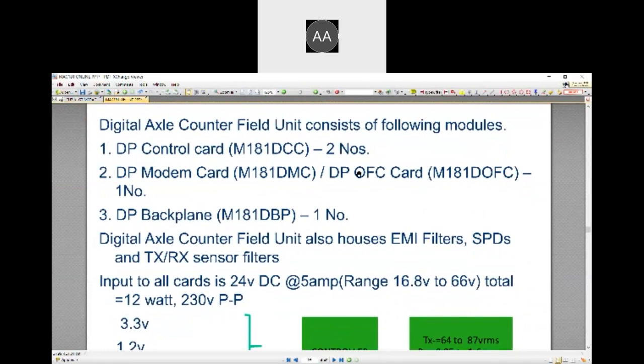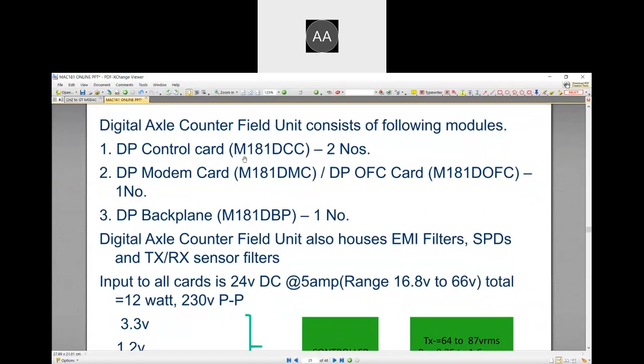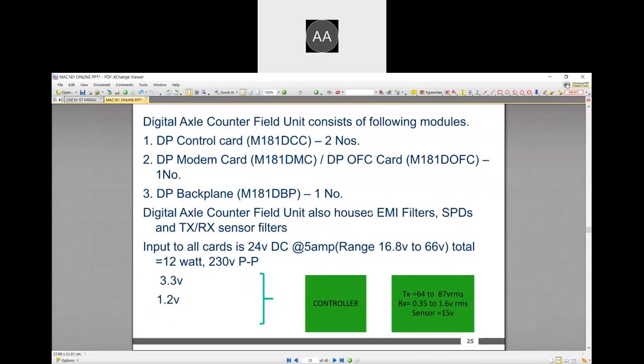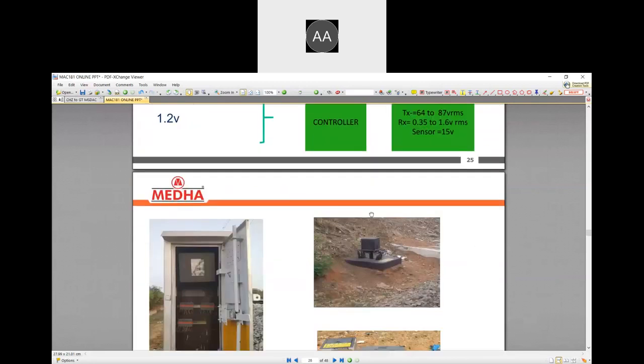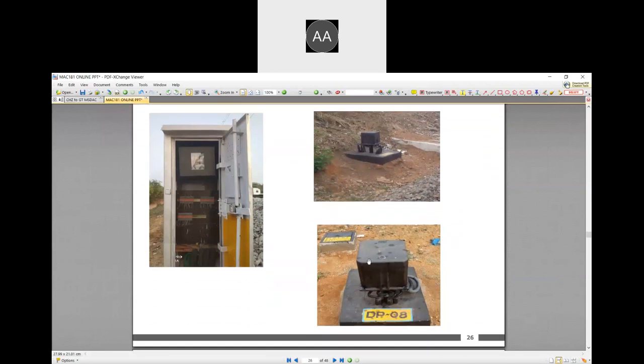Two control cards, that is DCC 31 and DCC 36. One modem card will be there, again depending on the type of communication. If the mode of communication is quad, the modem card will be DMC. If the mode of communication is OFC, the same card will be replaced by DOFC. So this is the only change that will happen if in case the mode of communication is changed from quad to OFC. Rest, everything remains the same. So it can be placed in two locations as discussed earlier, in the mushroom box or in the location box.